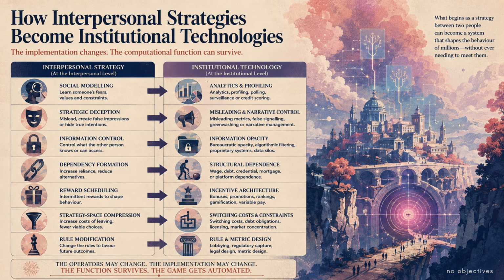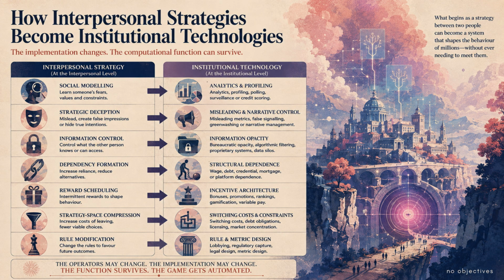And so, a couple more slides here. Let's talk about how interpersonal strategies become institutional technologies, right? Now we can make institutional mirroring even more precise. What begins as an interpersonal strategy can become a technology. Social modeling, the instrumental actor's desire to collect data on their targets, can become analytics and profiling.